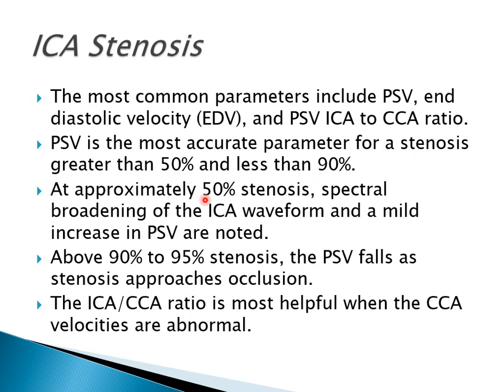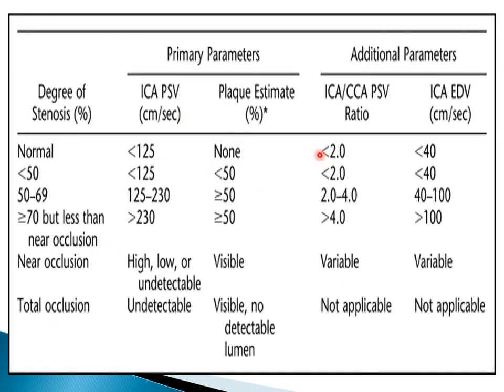At approximately 50% stenosis, spectral broadening of the internal carotid waveform is seen, and a mild increase in peak systolic velocity. Above 90 to 95% stenosis, the peak systolic velocity usually falls as stenosis approaches occlusion. The ratio is most helpful when the common carotid artery velocities are abnormal. This is the most popular criteria used worldwide.